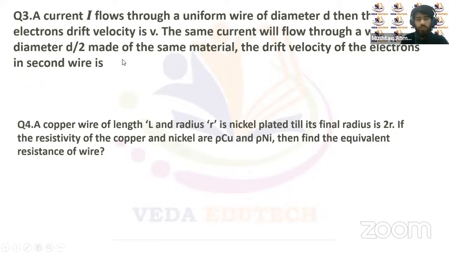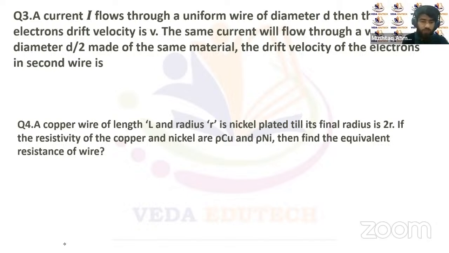Now let's move on to the next question here. The question is a current I flows through a uniform wire of diameter d, then the electron's drift velocity is v. The same current will flow through a wire of diameter d by 2 of the same material. The drift velocity of the electron in the second wire is?